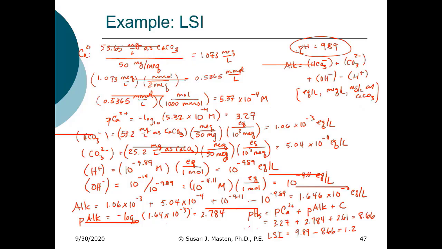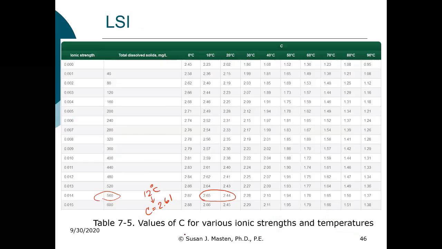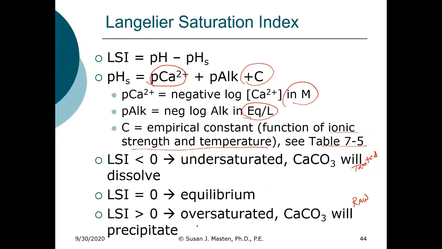Initially, what we're doing is we're going through the conversion. So we start with milligrams per liter as calcium carbonate. We're converting that to milliequivalents, and then we're converting to millimoles because we need the PCa in molar units. And then because of the pH, we need to go through and calculate the concentrations of all of the species, and that gives us the alkalinity. So the question is, how does the 1.23 tell us that it's oversaturated?